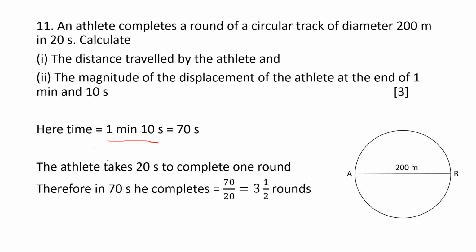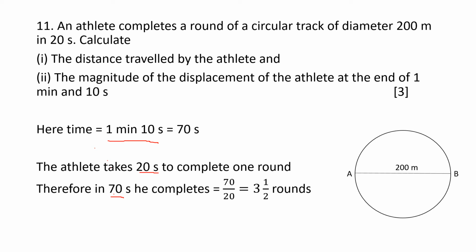So we have that the athlete has been running for 70 seconds. So now let us begin. The athlete takes 20 seconds to complete one round and he has run for 70 seconds. So in 70 seconds, how many rounds has he completed? We divide 70 by 20, it is 3.5 rounds.